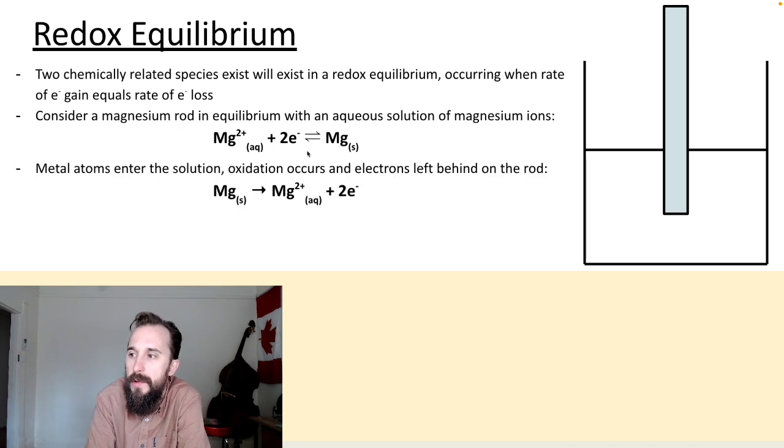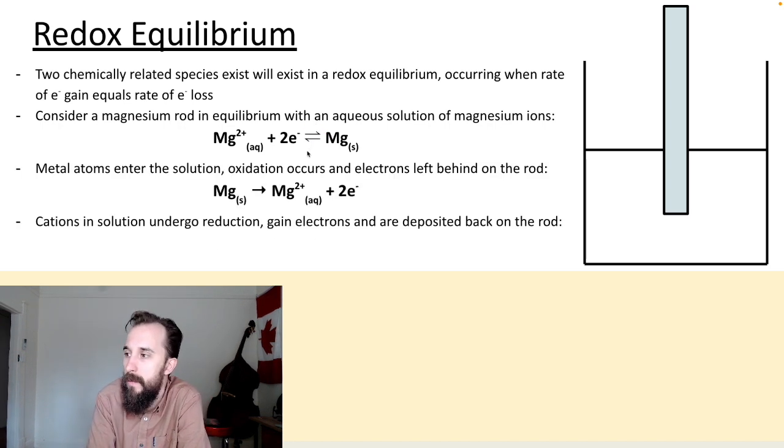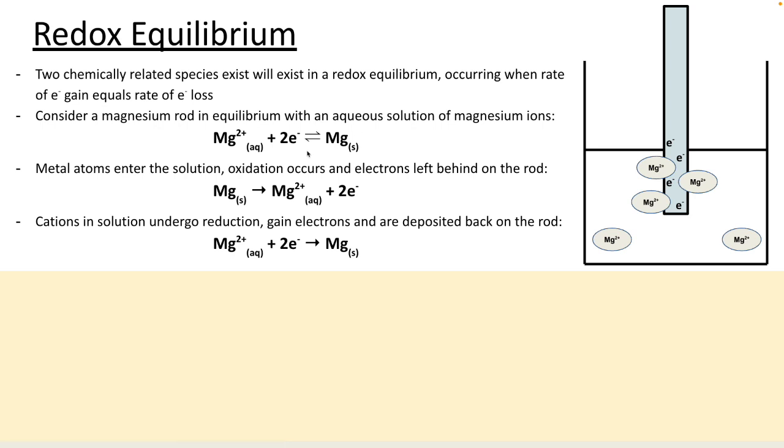So let's look at both those reactions occurring with my little diagram here. So essentially, we put the magnesium rod in the magnesium solution. We have the metal atoms entering the solution. So the oxidation occurs and the electrons are left behind on the rod. And then the cations in solution can also undergo reduction back into the metal and be deposited back on the rod. So at a certain point, the equilibrium is established where the oxidation reaction is occurring at the same rate as the reduction reaction is occurring.